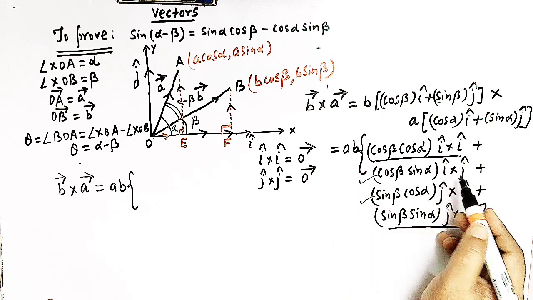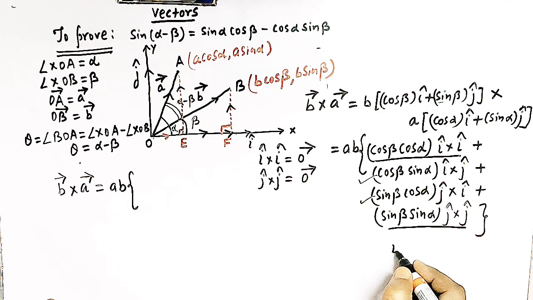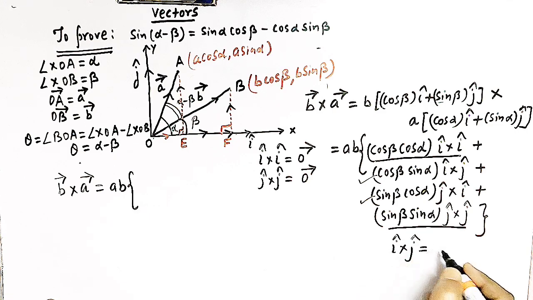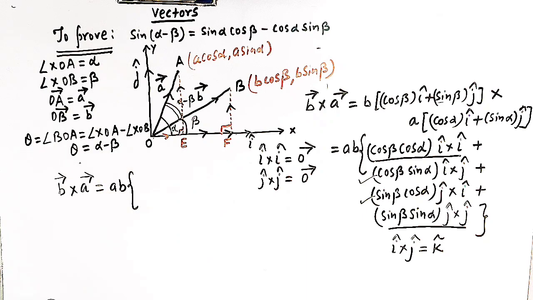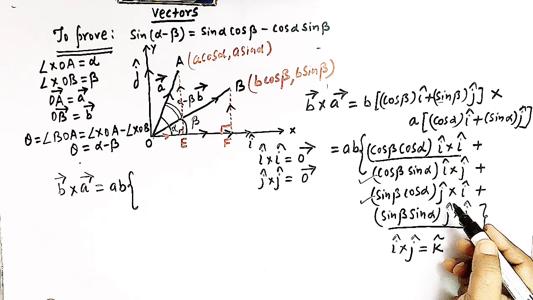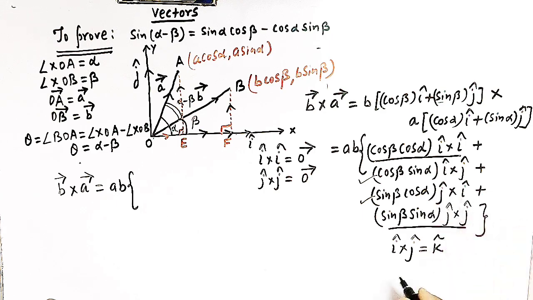Now here we have i cross j, right? So i cross j is given by, say, vector k, and this vector k is perpendicular to the plane containing vector i and vector j. So i cross j is equal to k, and here we have j cross i.